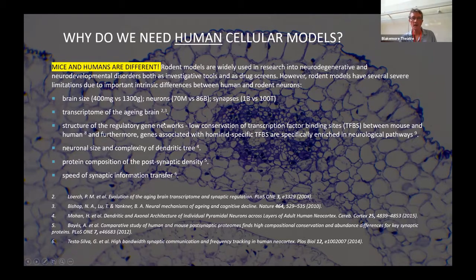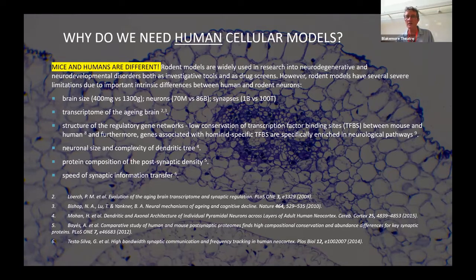The actual transcriptome, the actual gene readout, if you like, of the aging brain is quite species specific. I'm not trying to say it's completely different, but there are important differences there. And if you look beneath that, at the gene regulatory networks, in other words, the control architecture that says what gene is being expressed where and when, and you look as a proxy at where transcription factor binding sites actually bind, then they're quite different between the two species. And again, that difference is not that there's no overlap, it's just the significant differences.